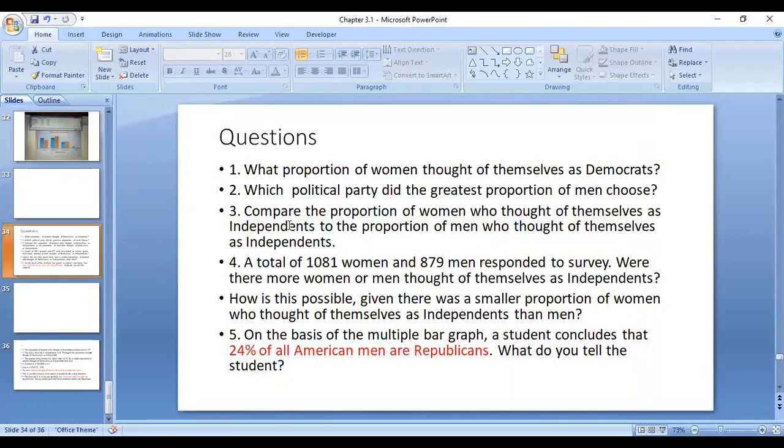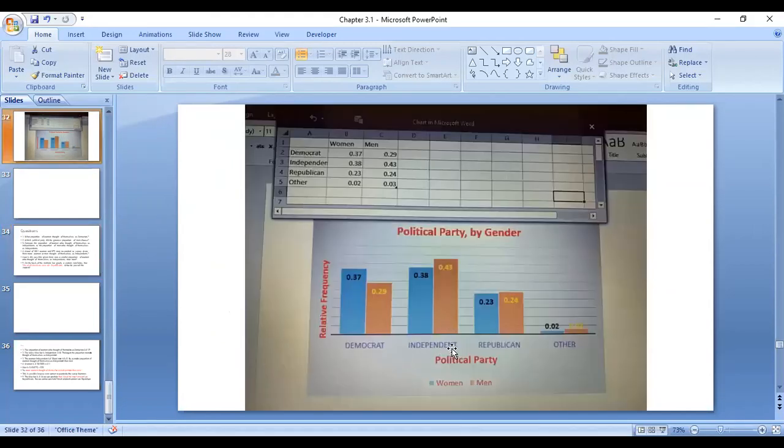And the question 3, compare the proportion of the women who thought themselves as independent to the proportion of the men who thought themselves independent. So compare the women and men independent. And you look at independent here. You look, the men are higher than the women. The men are 0.43. That is 43%. And the women are 0.38. That is 38%. That is the men higher.